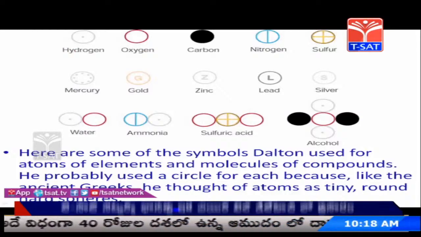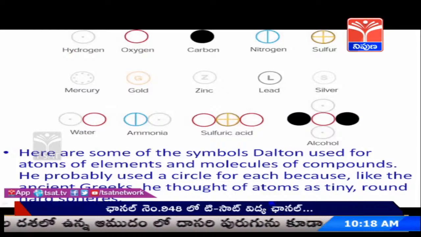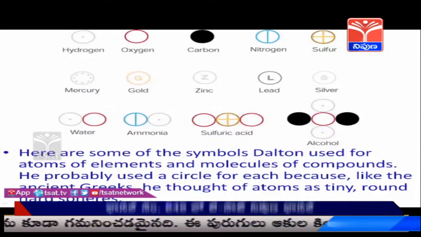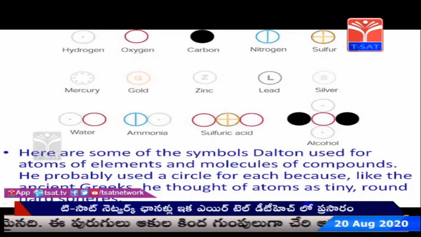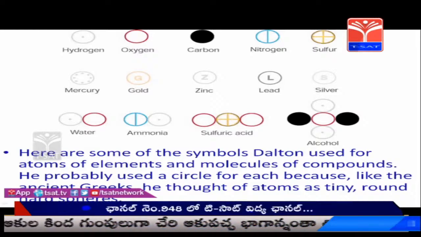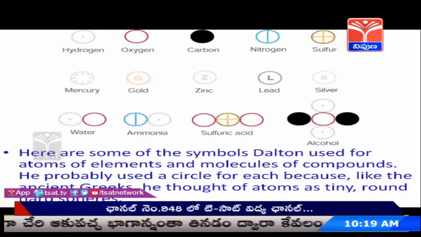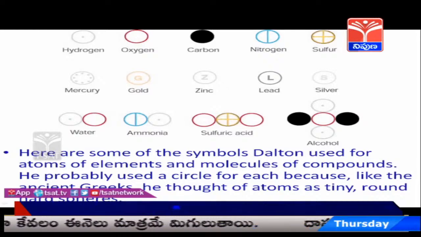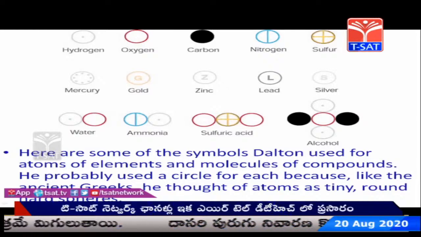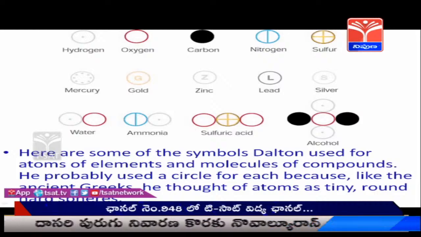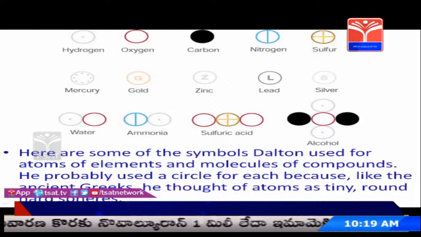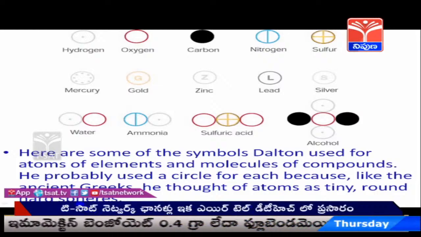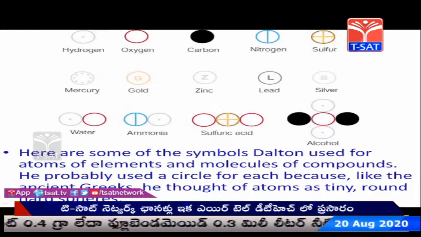Here are some of the symbols Dalton used for atoms. So, to denote the atoms, in olden days, Dalton and other scientists gave some symbolic representations to the substances: ammonia, gold, zinc, sulfuric acid, etc. They gave symbols. Nowadays, we are using the molecular formula. Let us discuss it later.